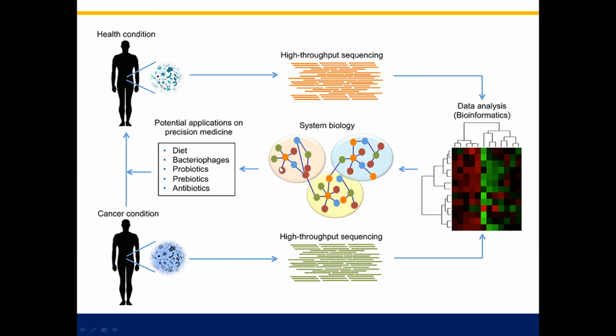And then we are going to make systems biology studies, looking at which functions are interlinked with each other, and whose function has to be increased or decreased. And then we are going to make medicines, either in the form of a diet, bacteriophages, probiotics, prebiotics, or even antibiotics, based upon the nature of the disease and the role of the bacteria. And one can use this specific diet to get back from a cancer condition to a normal healthy condition. So that's the study.